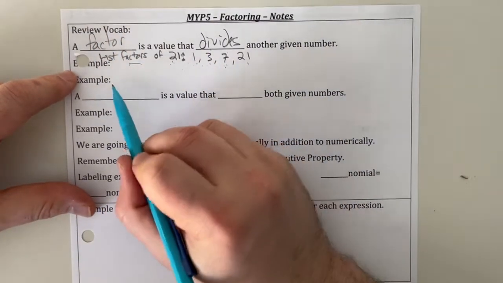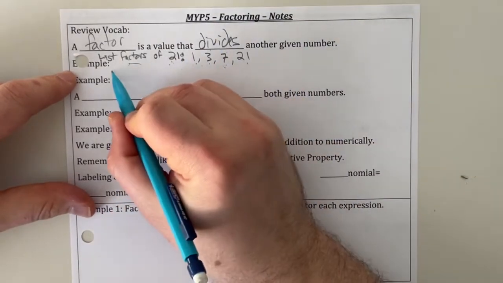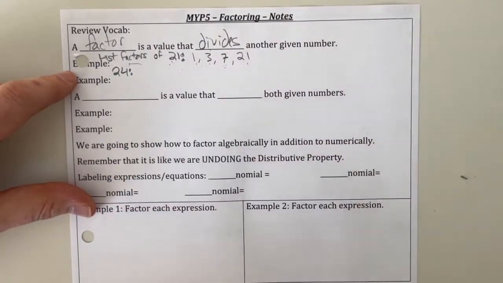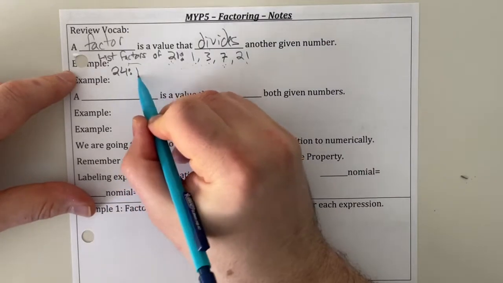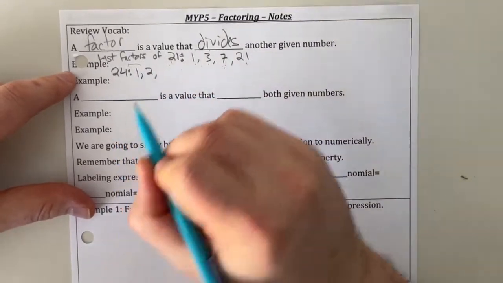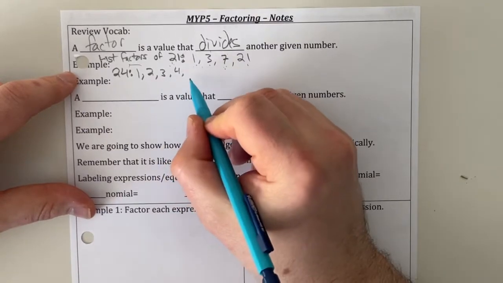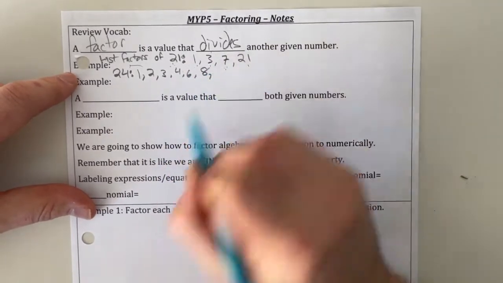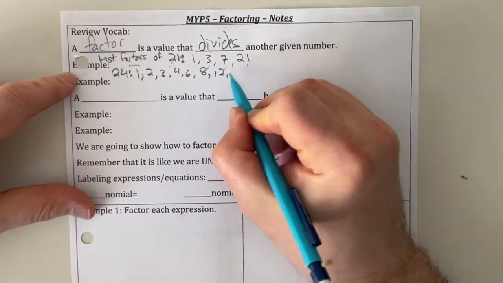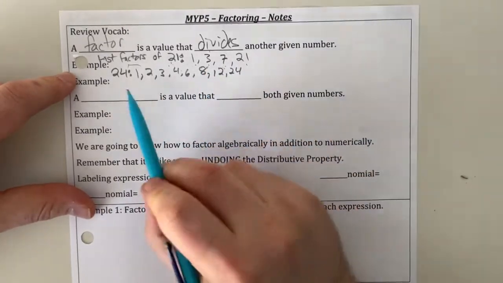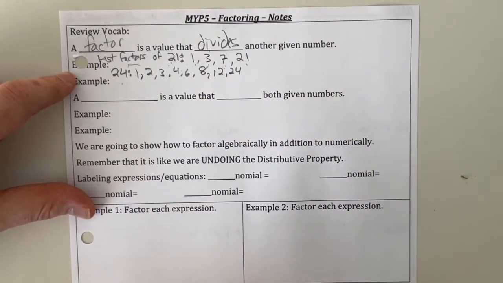Another idea I can say is, let's find some factors of maybe 24. And so I can say, all right, a little bit more factors because it's an even number. So I'm going to have 2, 3, 4, 6, 8, 12, and 24. So again, those are some factors of 24.